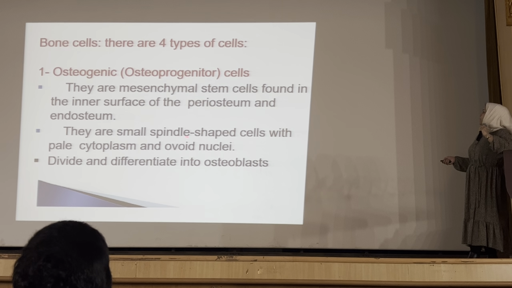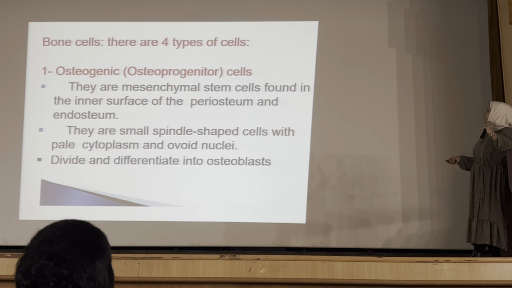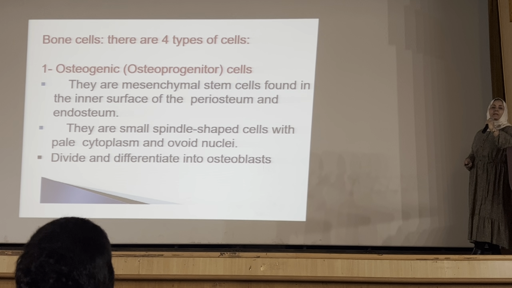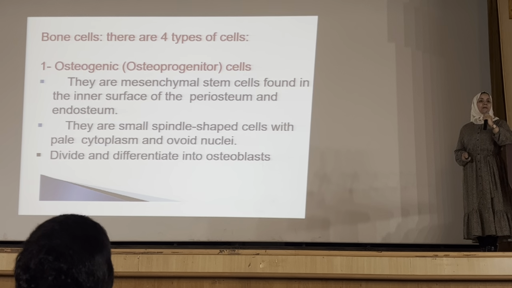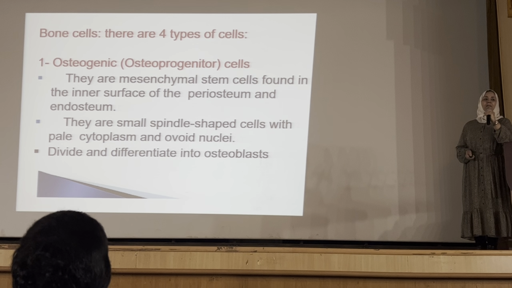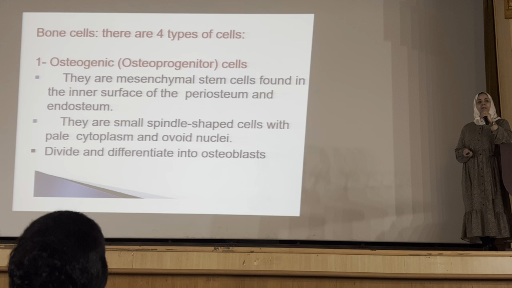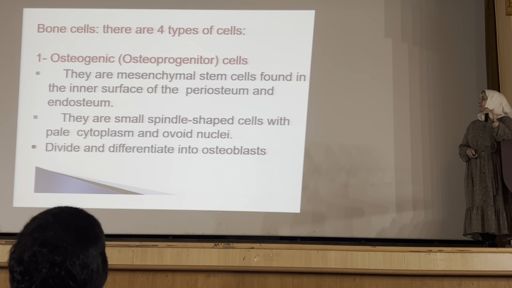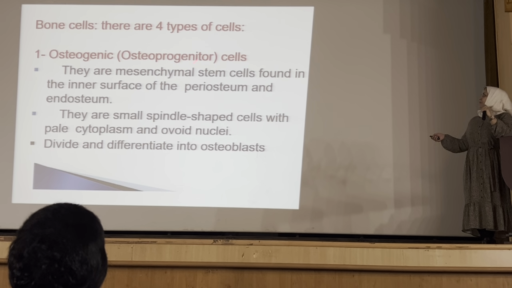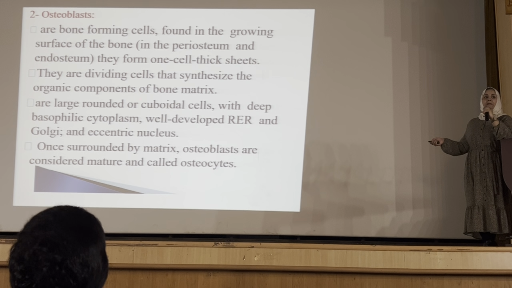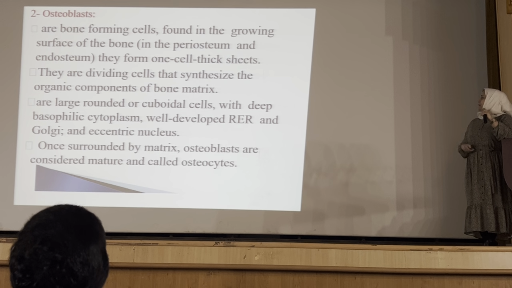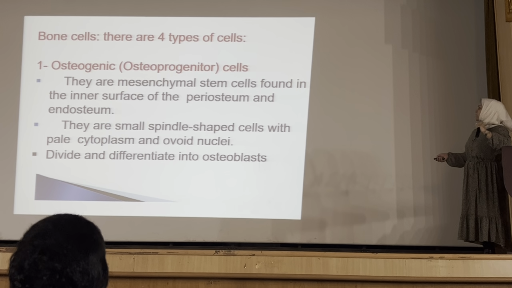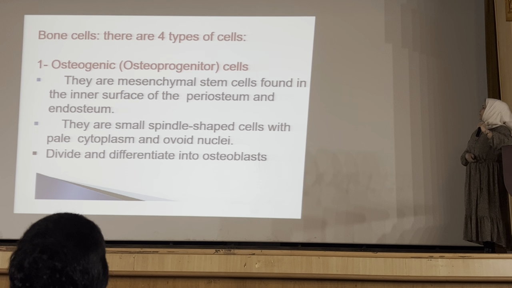The osteogenic cells are spindle-shaped cells with pale cytoplasm and ovoid nucleus. They divide and differentiate into the osteoblasts. They are active cells and they are very important because they divide and differentiate, giving rise to another cell which is called osteoblast.